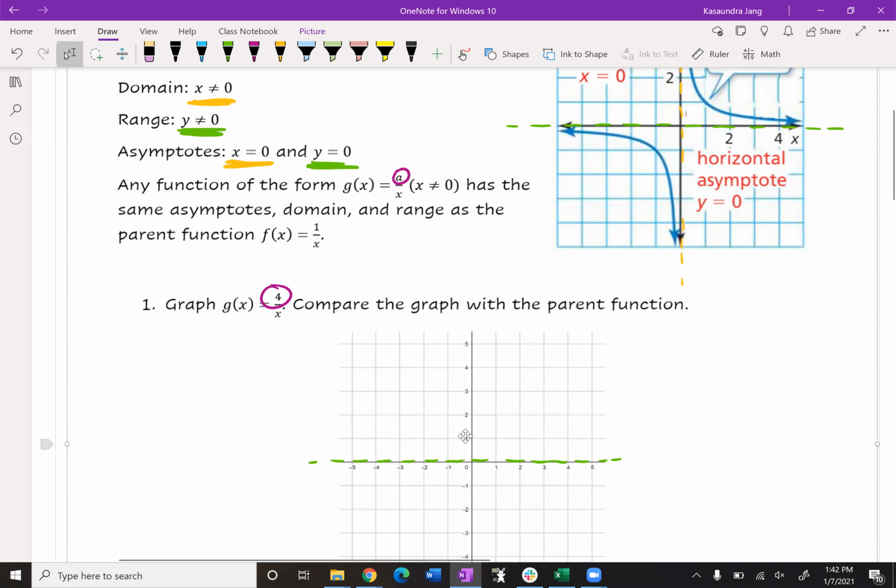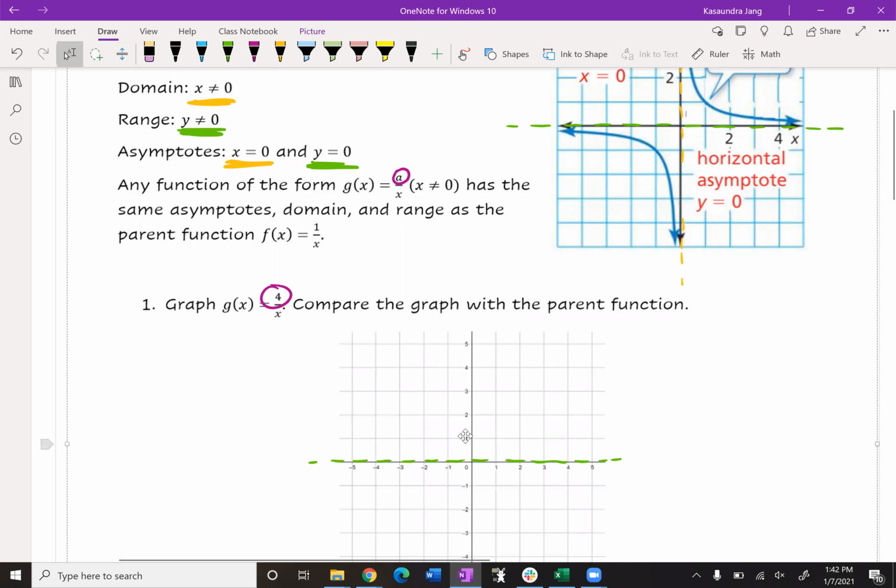So this vertical asymptote is still my y-axis, which is the equation for the y-axis is the line x equals 0. If you guys need to make yourself a note about that, go for it. This x equals 0, that is the y-axis. It's just like an equation for the y-axis.